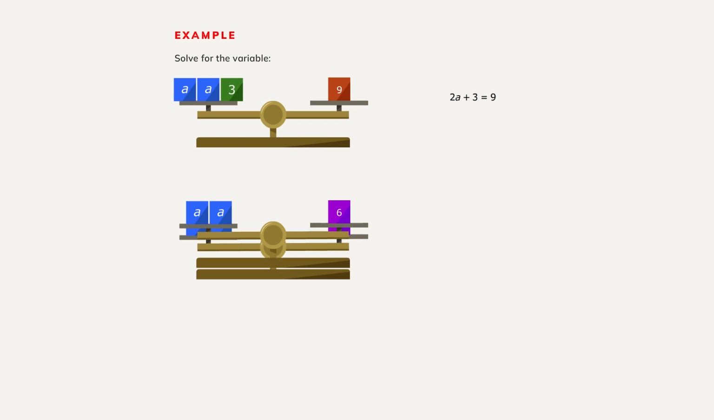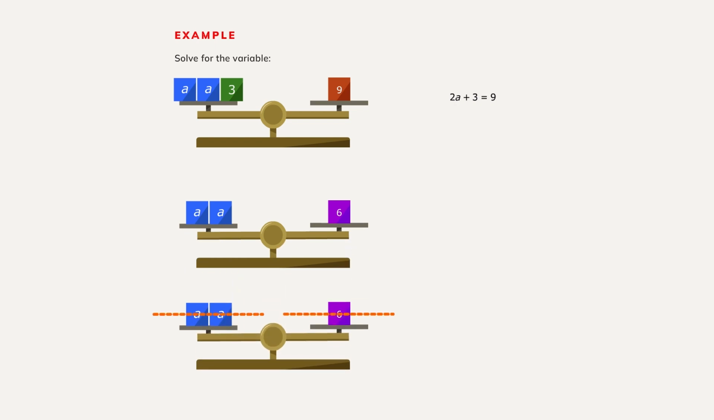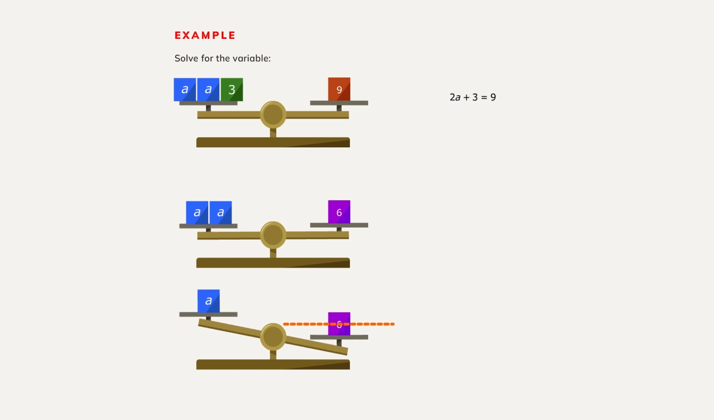And this looks good, doesn't it? Now we can cut both sides in half or divide by 2 everywhere. When we do, we get a single a on the left side, which is what we wanted, and 6 divided by 2, which is 3 on the right side. Perfect. And there we have it. A must equal 3. Excellent.